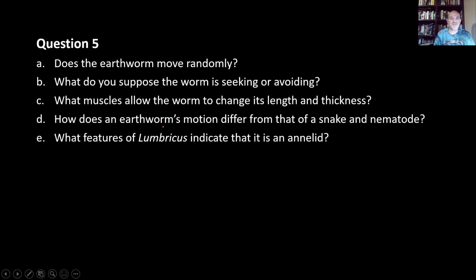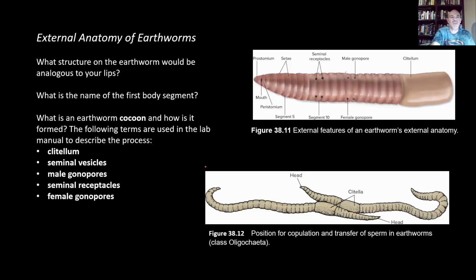And then you've got to answer a question about how the movement of an earthworm might compare to a snake. Have you ever seen a snake move? In the prior lab, there is a video that I provided for you that allows you to look at how the nematode wiggles back and forth. And then again, it asks what features of Lumbricus, the earthworm, make it an annelid: the obvious segmentation there.